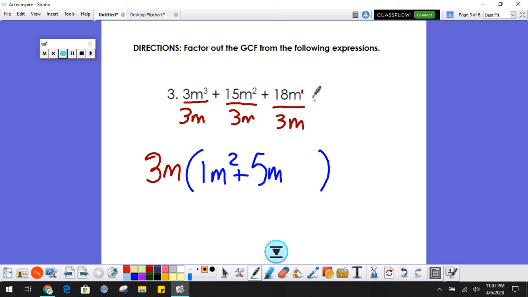Then I move over to the last term. Positive 18 divided by 3 is positive 6. And m to the 1 minus 1 is 0, so I don't have any m's here. That's the answer to number 3. You can pause it and do number 4, or you can keep watching.